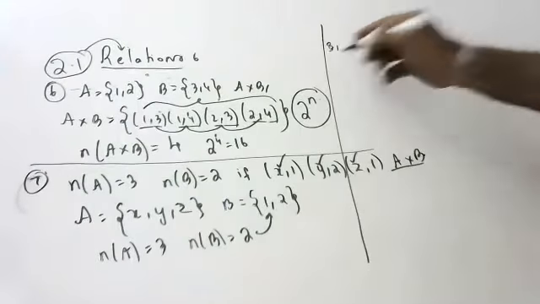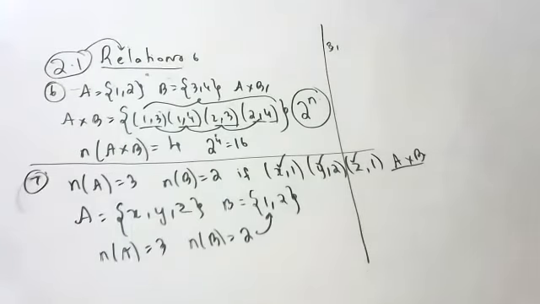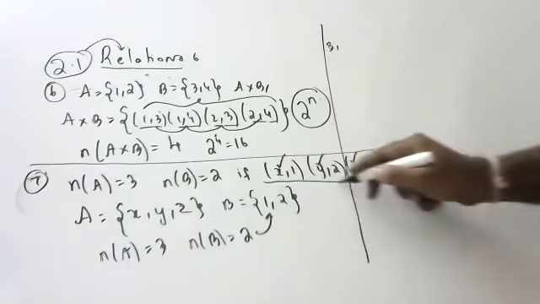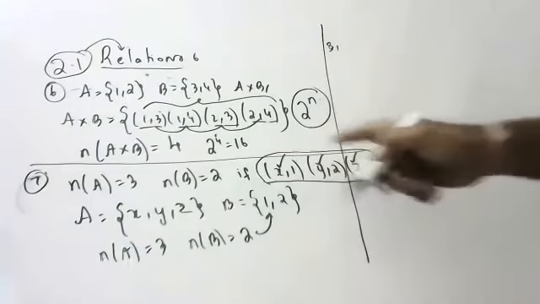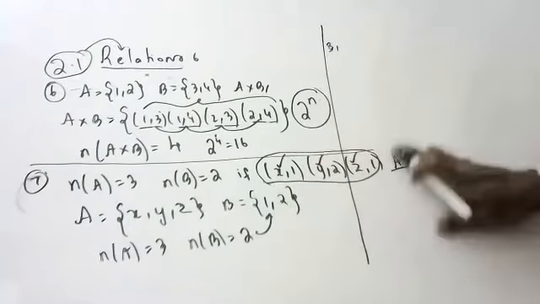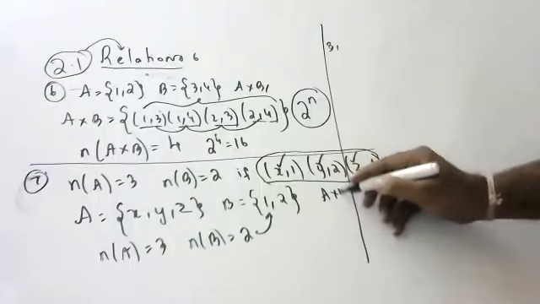Now coming to the 8th question. Please check, children. He asked about A into B. A into B, that is A cross B, consists of these elements, I am saying now. A cross B has these elements, or not all of them, only some of them.